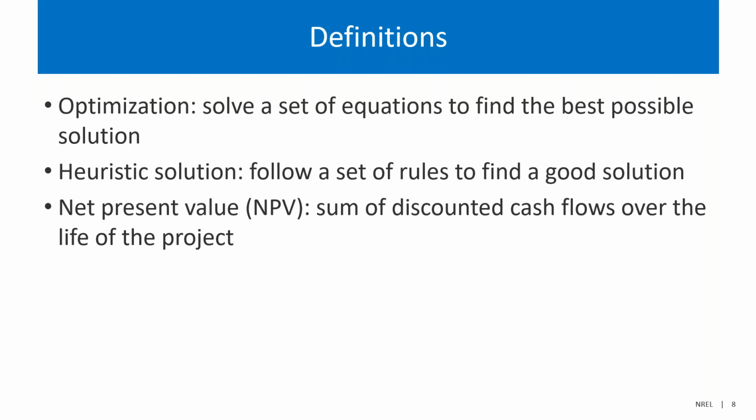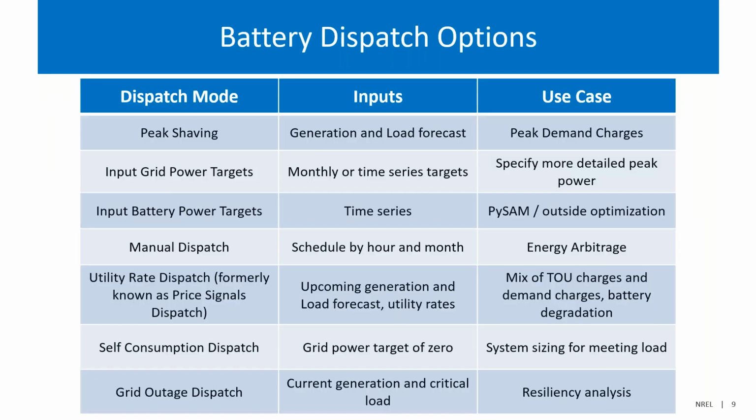And then typically, although not always, we're evaluating these dispatch options based on what sort of net present value the system ends up with over the lifetime of the system with the given dispatch option. And that's just the sum of discounted cash flows over the life of the project. So in our upcoming fall SAM release, we will have 7 dispatch options. This is up from 6 in the prior release.